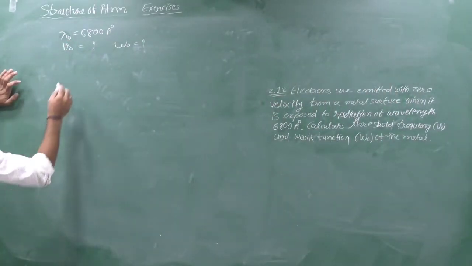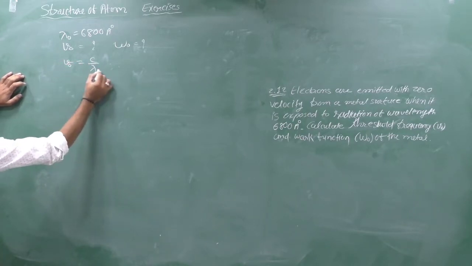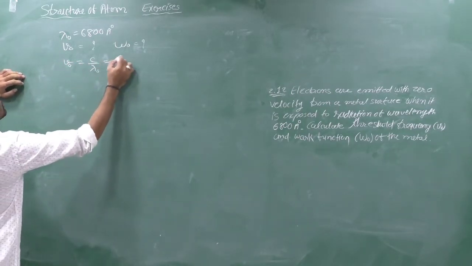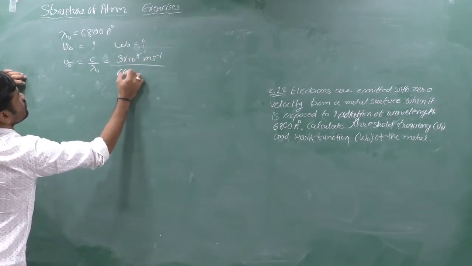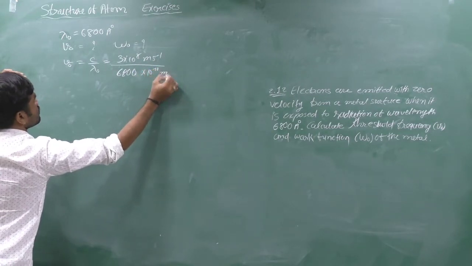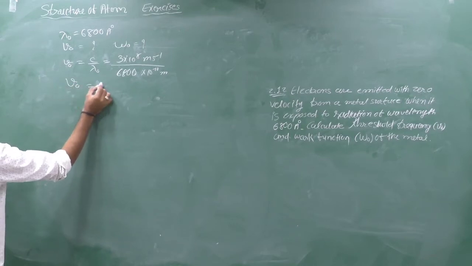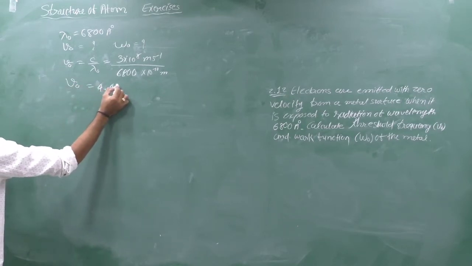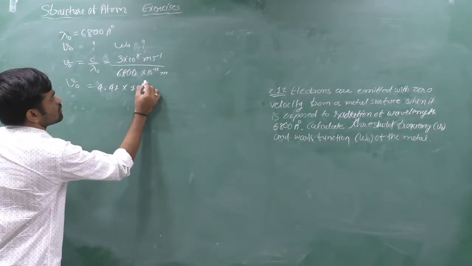Clear? So now we know that mu is equal to c upon lambda, mu 0 is equal to c upon lambda 0, 3 into 10 raised to 8 meter per second by 6800 into 10 raised to minus 10 meter. We can convert angstrom into meter, then the answer is mu 0 is equal to 4.41 into 10 raised to 14 second inverse.